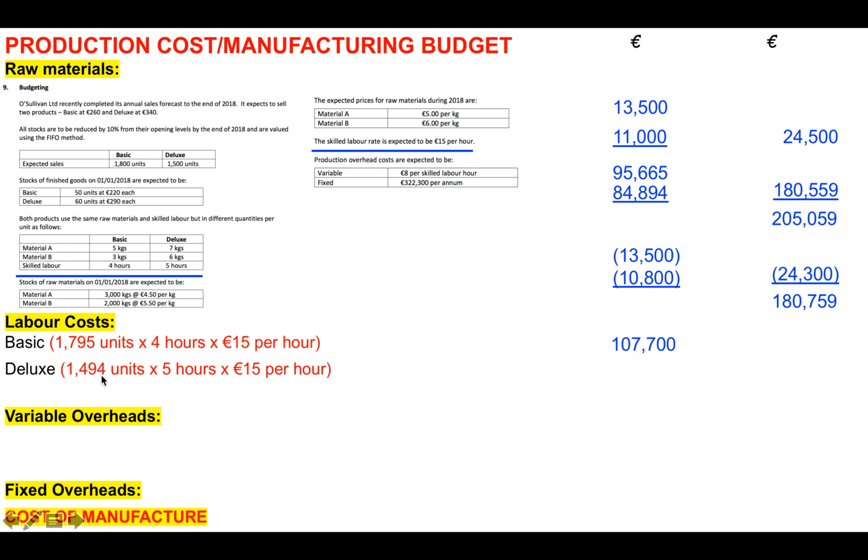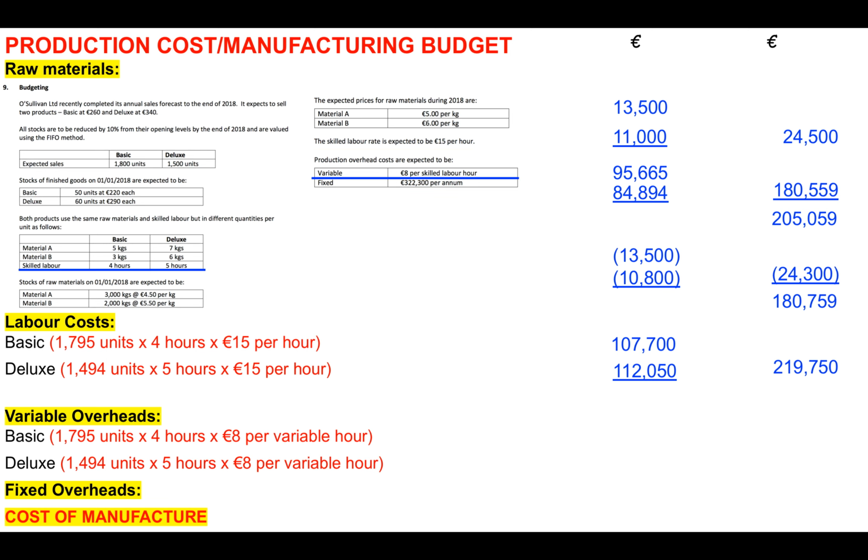And then 1494 units that I need to produce of deluxe multiplied by 5 hours multiplied by €15 per hour is 112,050. So altogether that is €219,750. Next, I'm moving on to variable overheads.